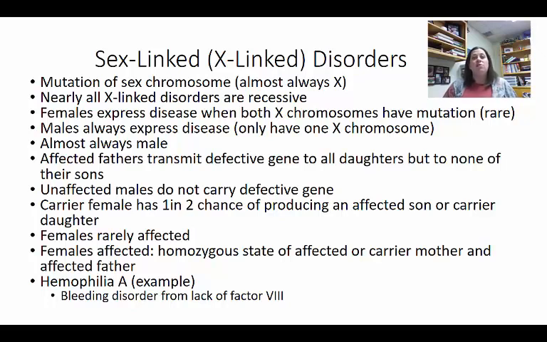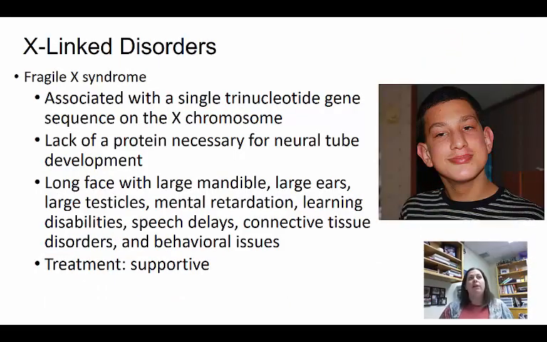Another X-linked disorder is color blindness. You see males are going to be more often colorblind than females. However, color blindness is not a life-threatening problem. Another X-linked disorder we want to look at is called the Fragile X syndrome. This is associated with a single trinucleotide gene sequence that is found on the X chromosome. The individual will lack a protein that's necessary for neural tube development.